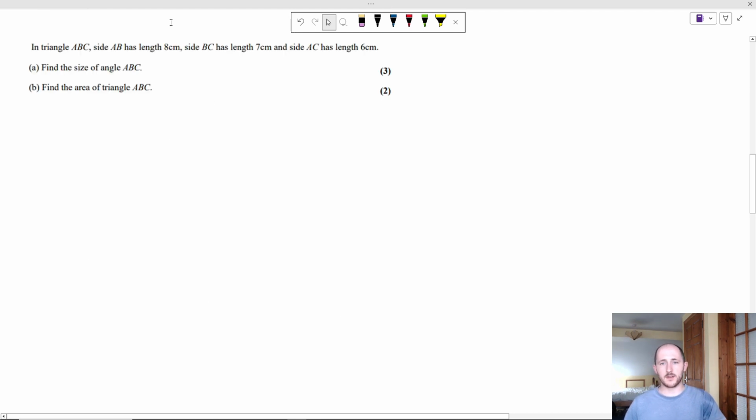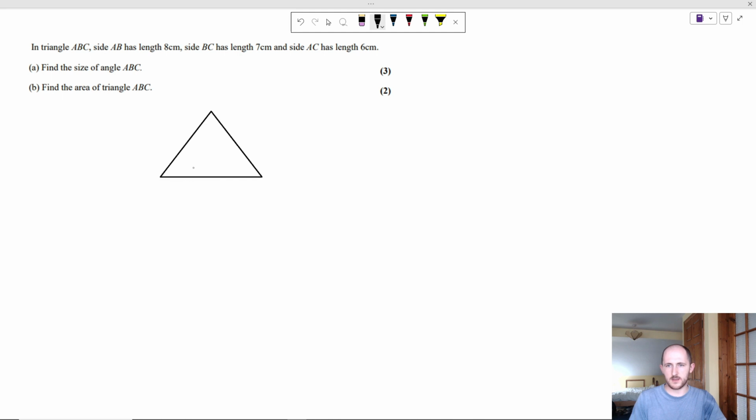Once again, we have another triangle. So we're just going to draw it out. Again, that's the first thing you should do as soon as you see the word triangle. And we're just going to label A, B, C. And it says AB has length 8 centimeters, BC has 7 centimeters, and AC has 6 centimeters. And we need to find the size of the angle.